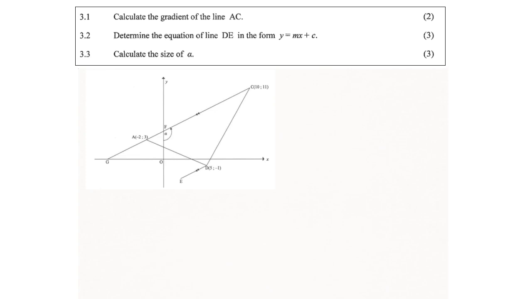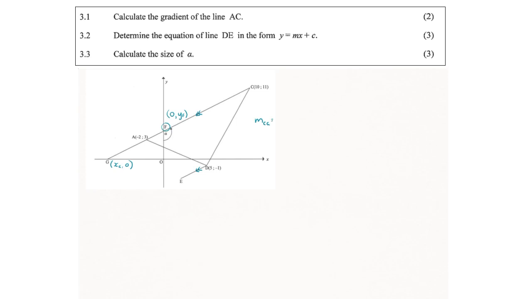Before looking at the first question, let's indicate all the important information on the sketch. They say that A, C and D are the vertices of triangle ACD, and then CA intersects the y-axis in F, and that means that the x-coordinate of the point F is going to be 0. Then they say that CA produced cuts the x-axis in G, and that means that the y-coordinate of G is 0. Then the straight line DE is drawn parallel to CA.